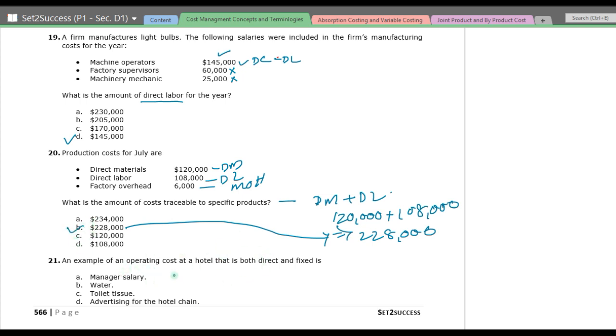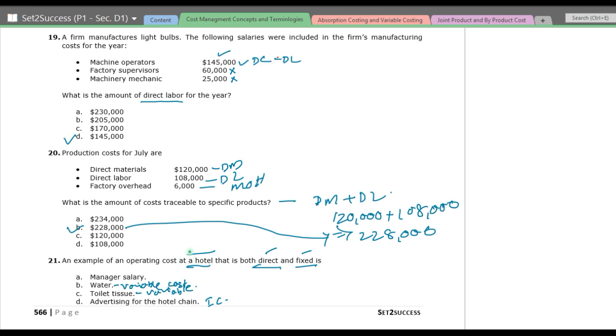Next, an example of an operating cost at a hotel that is both direct and fixed. We need a direct cost and a fixed cost. It's a hotel, not a chain. Water is a variable cost. Toilet tissue is a variable cost. Advertising for a hotel chain is not for a particular hotel, so it's an indirect cost. So we are left with manager salary.